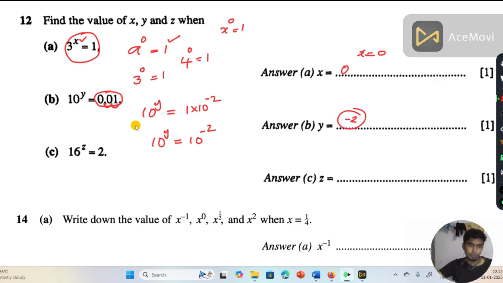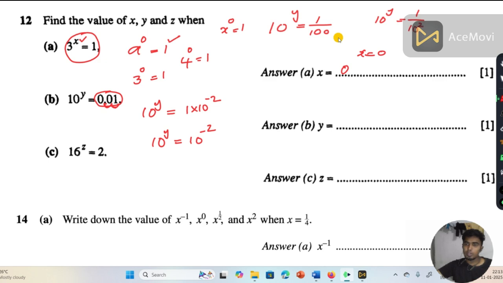Let me explain once again. You can also choose this method: 10 raised to y equals 0.01, and we can write 0.01 as 1 by 100. Why 100? Because after the decimal point there are two digits, so we write 1 by 100. Then what is 100 actually? So 10 raised to y equals, and 100 we can write as 10 squared.